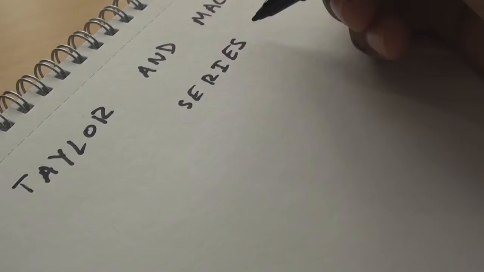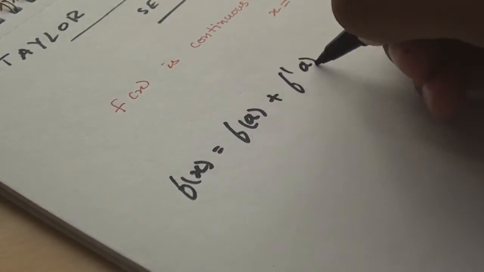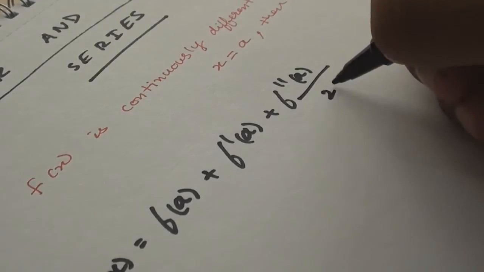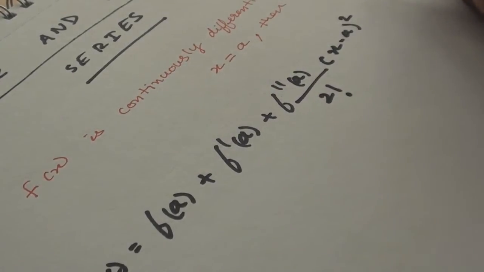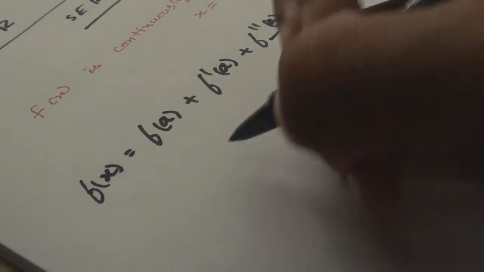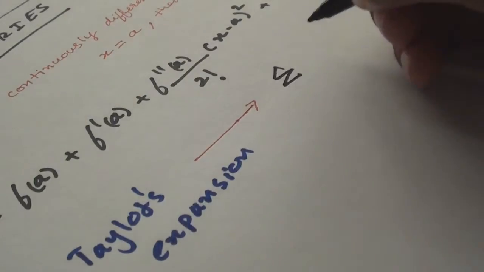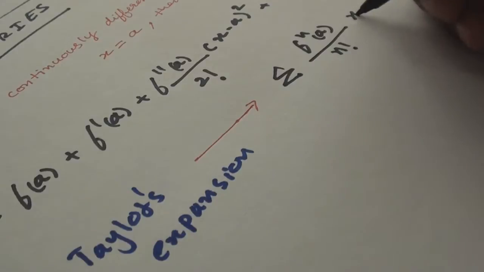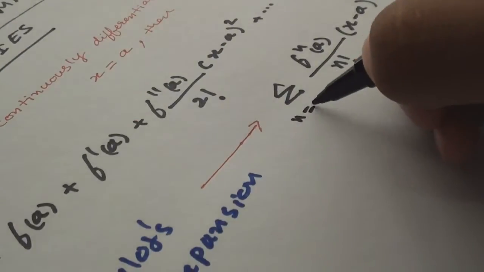Taylor and Maclaurin series. They are just representations of a function as an infinite series. If f of x is continuously differentiable at x equals a, then f of x can be expanded by f of a plus first derivative of f of a times x minus a plus second derivative of f of a by 2 factorial times x minus a square and so on up to the required term. In short, Taylor's expansion is the summation of n derivative of f of a by n factorial times x minus a to the power n, where n ranges from 0 to infinity.